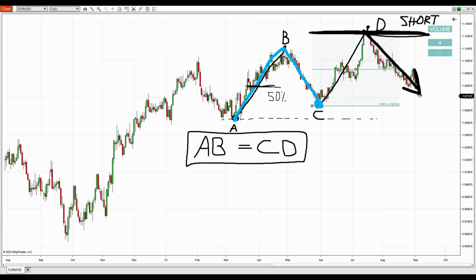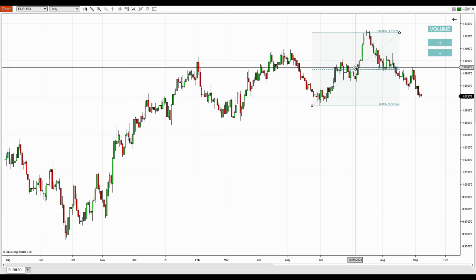Now, this is just a theory, guys. I'll show you on a couple of examples. If you don't get it now, you'll get it later, don't worry. So anyways, this is how you identify the point D, which is crucial because from point D, you enter your trade. In this case, this is a short trade scenario, so in this case, you go short. So, a little recap of what I've done here.